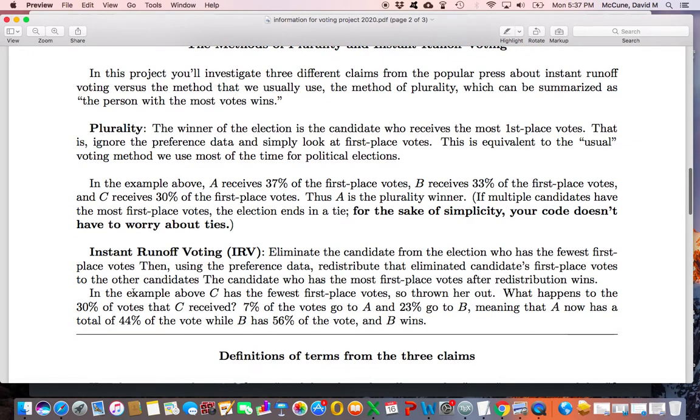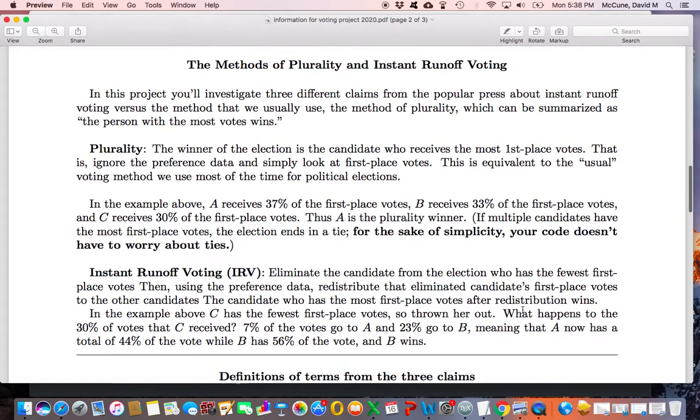So it says here in the English what happens: throw C out, what happens to her 30%? Well, 7% go to A and 23% go to B, meaning that A now has a total of 44% of the vote, while B has 56% of the vote. So B wins that election under that method.